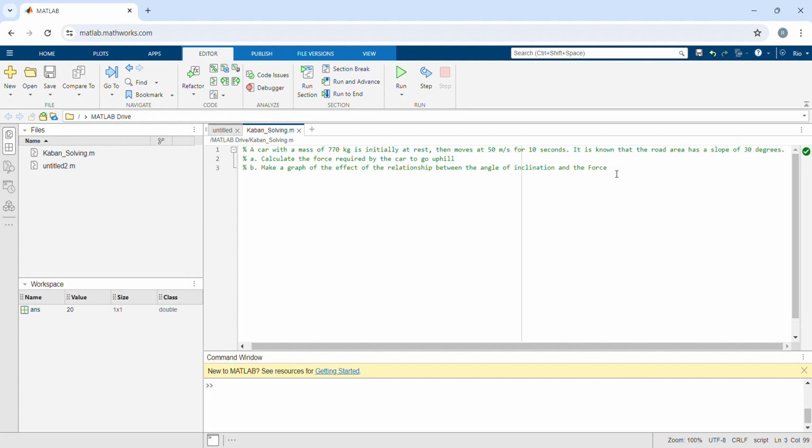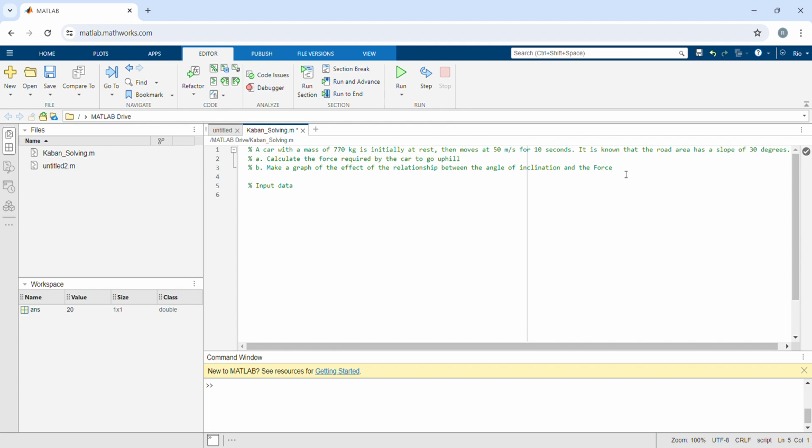So let's get started. Here we go. We are given a question right now. A car with a mass of 770 kilogram is initially at rest. So first, don't forget to make the input data.